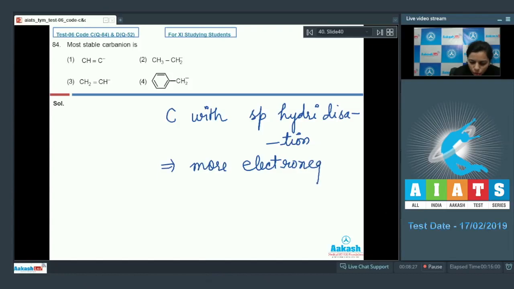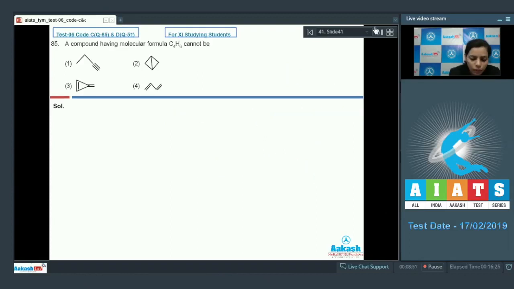We know that electronegativity depends on the s character of the hybridized orbital. So in the first option, we have this sp hybridized carbon atom at which the negative charge is present. It means the negative charge is more stabilized here. That's why this carbanion is most stable, and on that basis, the first option is the correct option. While in the other options, it is not so. After that, question number 85.